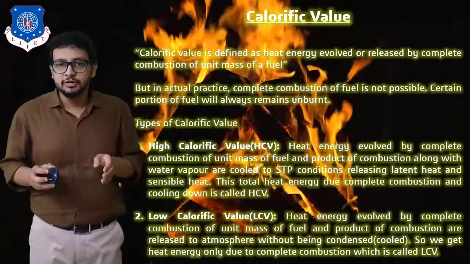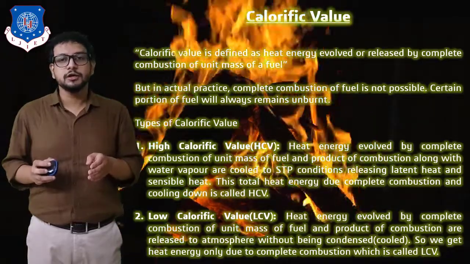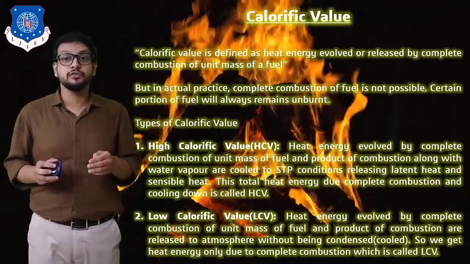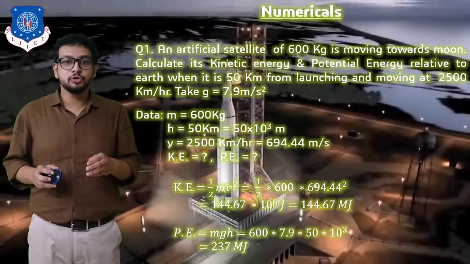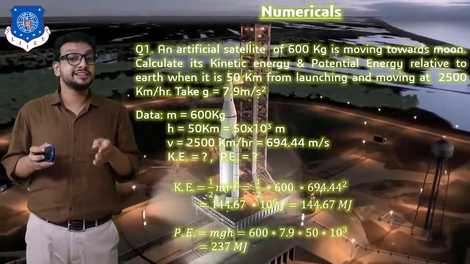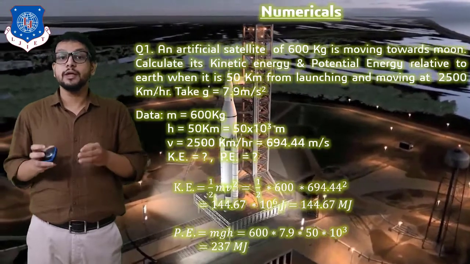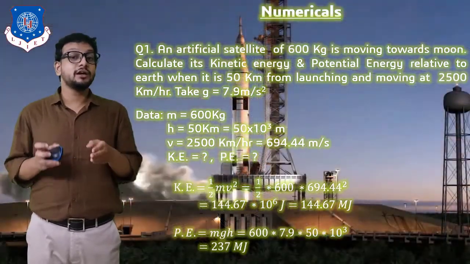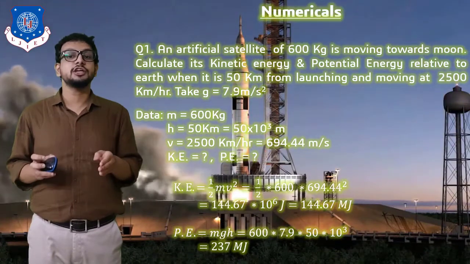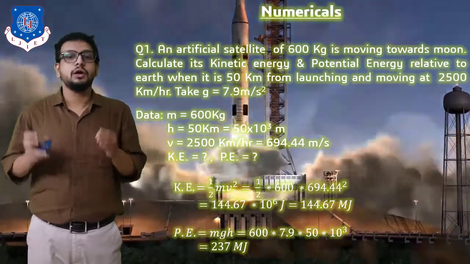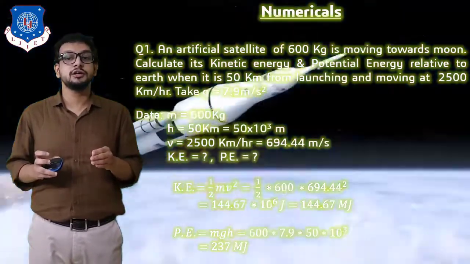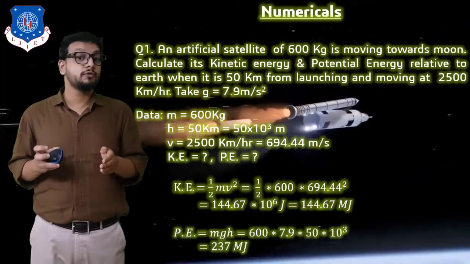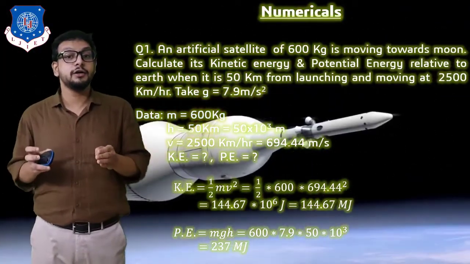Up to this we have seen the theoretical portion of our chapter 1. Now let's start with the numericals of this chapter. Let's see question number 1. As you can see on your screen, the question is: an artificial satellite of 600 kg is moving towards the moon. We need to calculate its kinetic energy and potential energy with respect to Earth when it is at 50 kilometers from the launching position and is moving at a speed of 2500 km per hour.